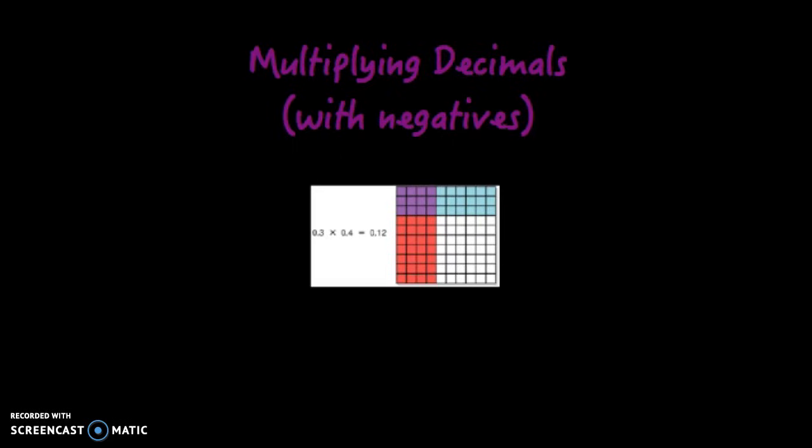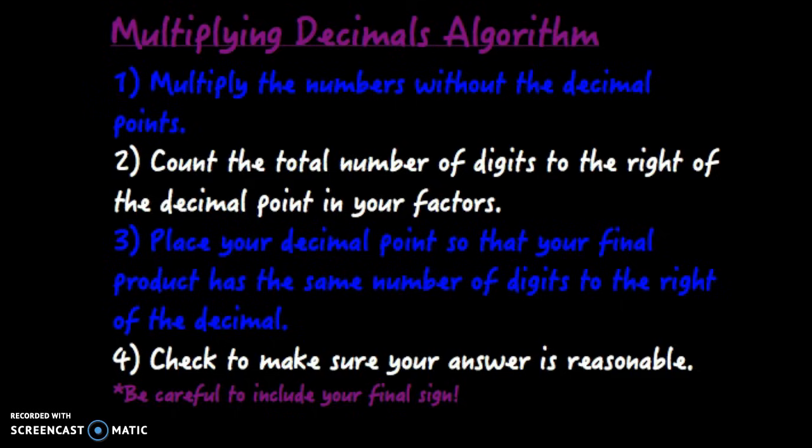This lesson will focus on multiplying decimals, including decimals that have negative values in them. So again, we're going to look at the algorithm for this. When you multiply decimals, you can multiply the numbers without their decimal points, just like normal. Then you want to count the total number of digits to the right of the decimal point in all of your factors combined. So you're going to find the total.